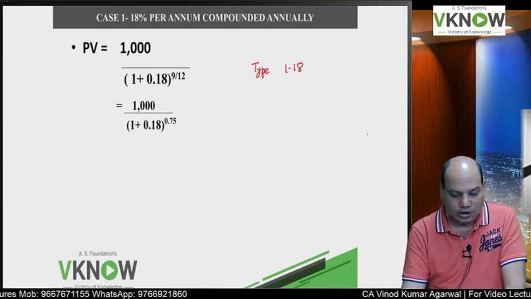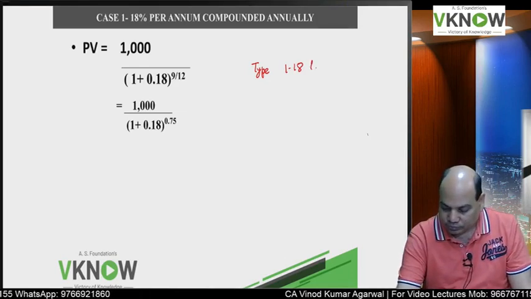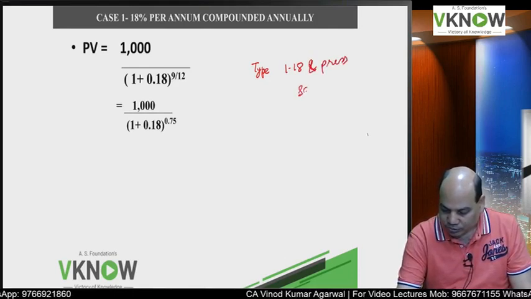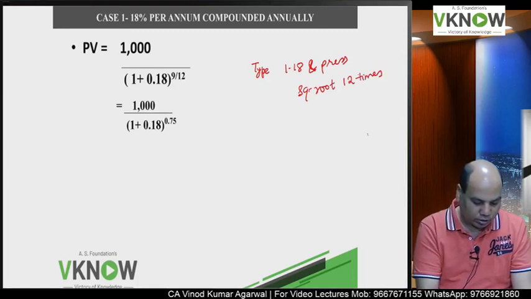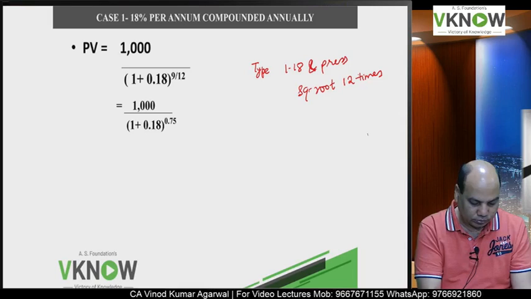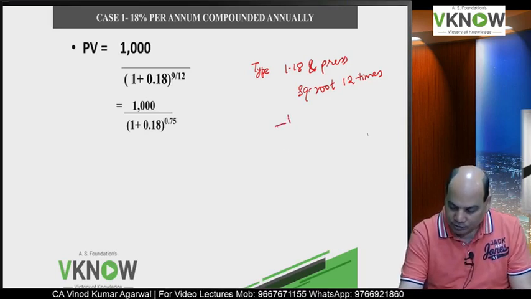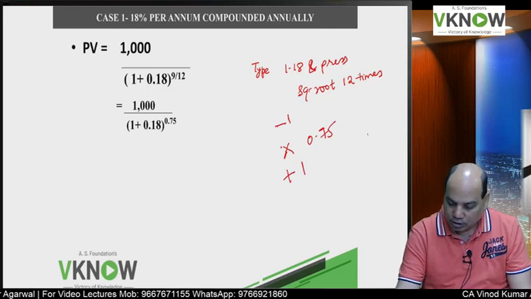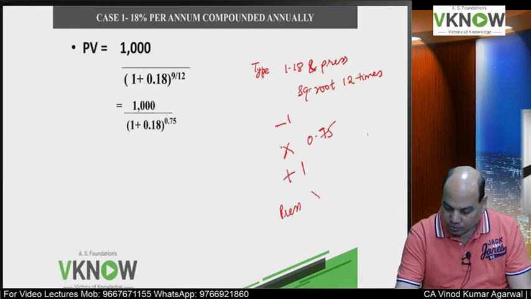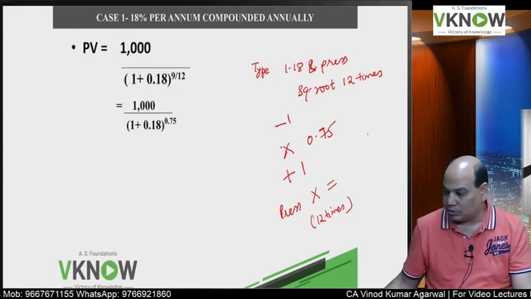1.18 on your calculator. I will also try. So type 1.18. Press the square root function 12 times. Don't ask why, these are shortcut tricks. Then you press minus 1. Then you press multiply 0.75, that is the power. Then you press plus 1, and then you press multiply equal to 12 times.